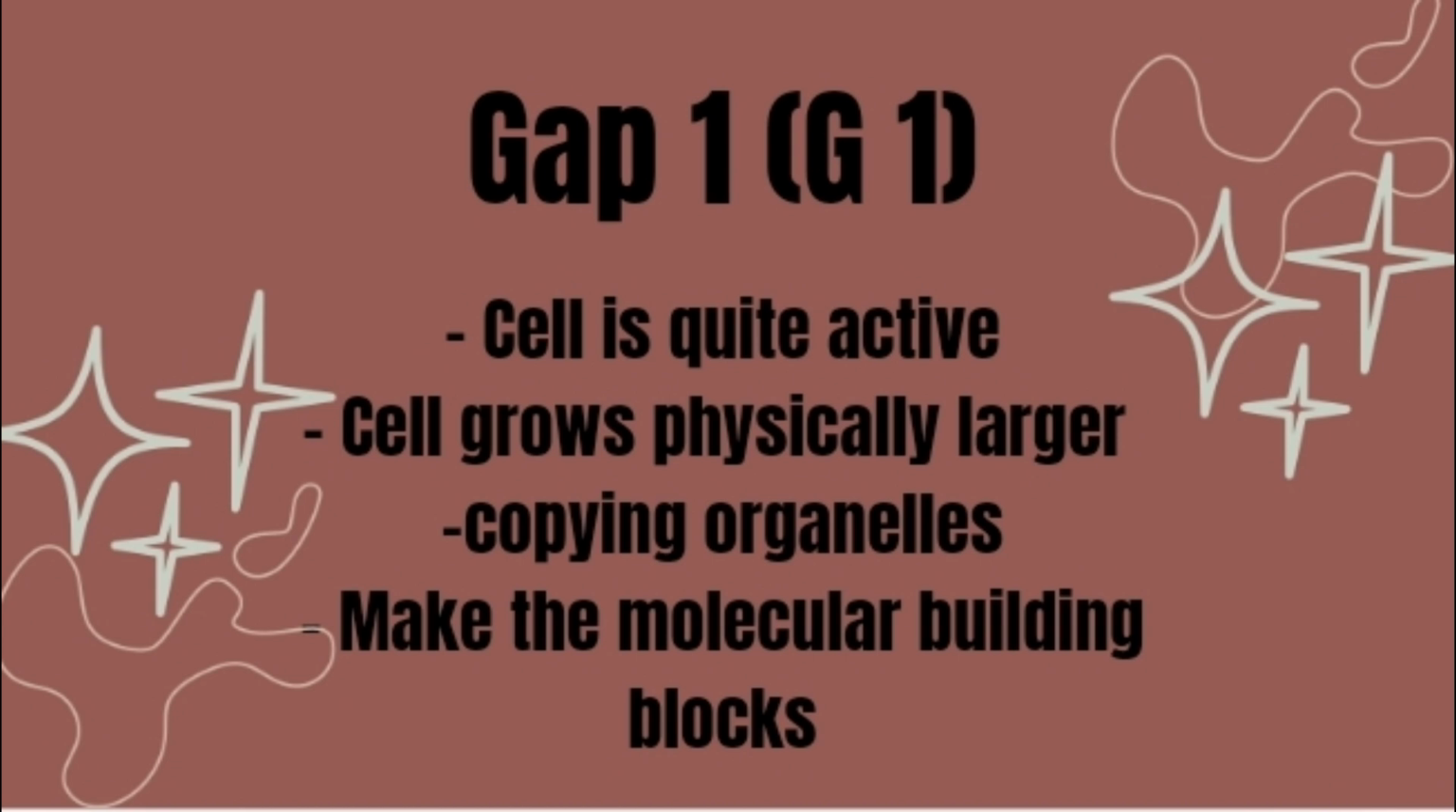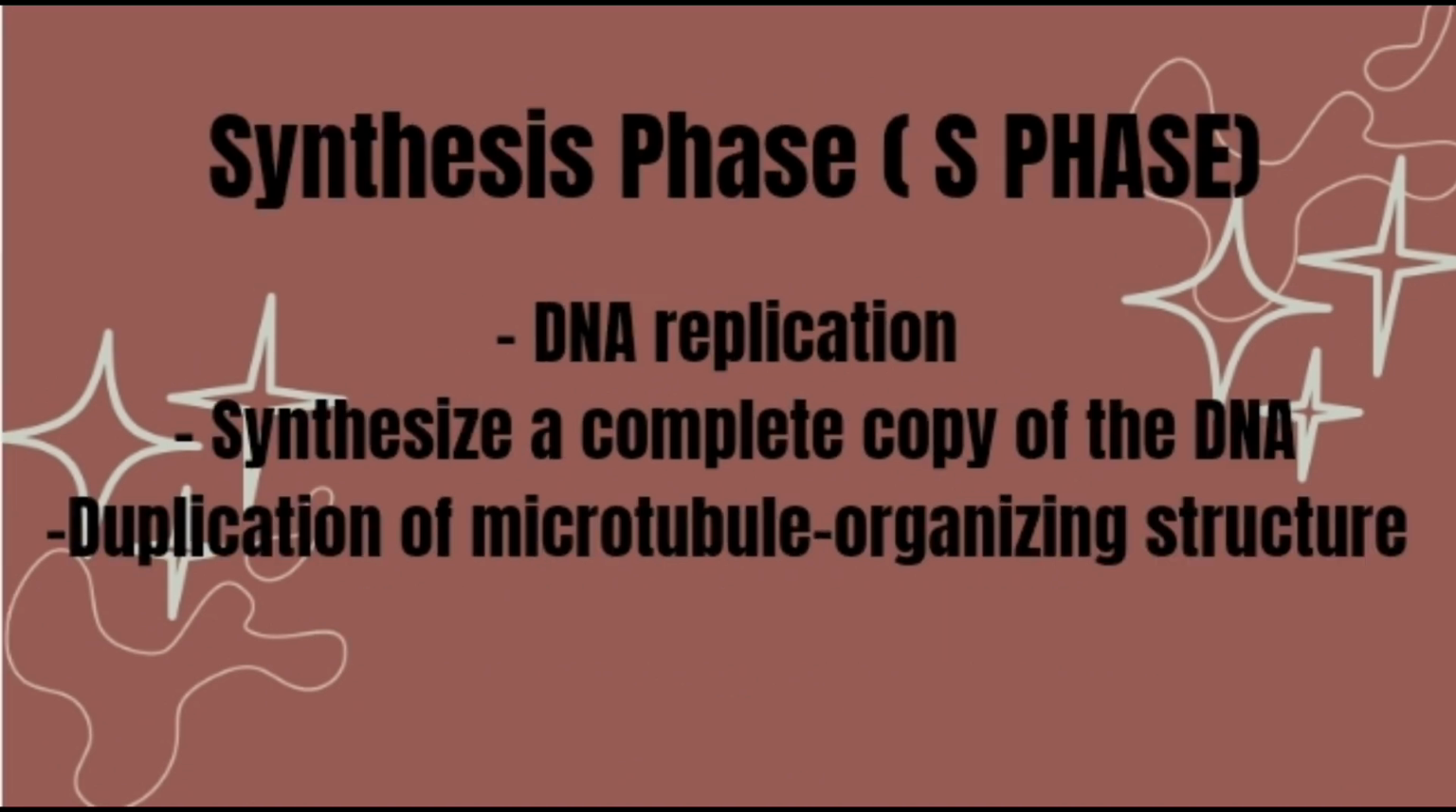Now it's time to tackle the G1 phase. The G1 phase is the first of four phases in the cell cycle of eukaryotic cells. It is a period of growth and preparation for mitosis and is considered the most important phase of the cell cycle. In G1 phase, the cell is quite active at the biochemical level. The cell also grows physically larger, copying organelles and making the molecular building blocks it will need in later steps.